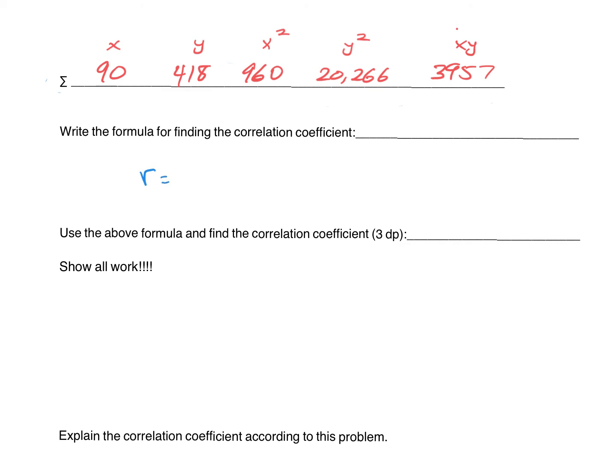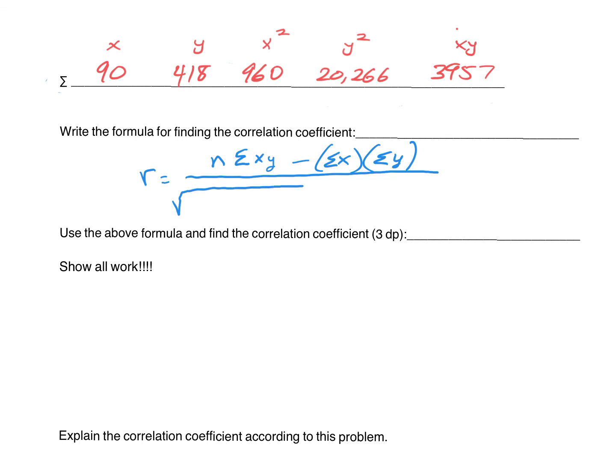R is equal to, you're going to put a big old fraction line. The top is N times the sum of xy minus the sum of x times the sum of y. That's the numerator. You need to memorize it. The denominator, we have 2 different square roots.